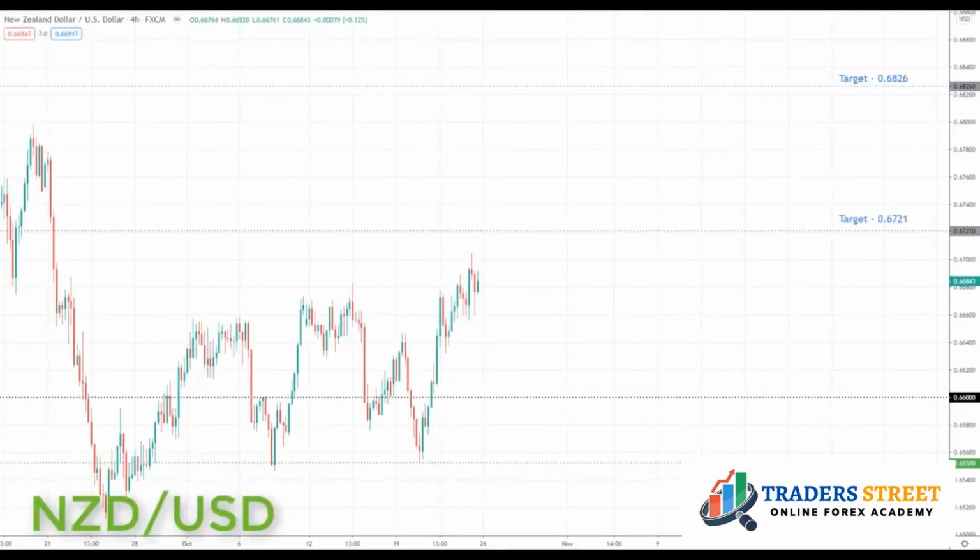So the next market we're going to look at is New Zealand dollar. So last week we highlighted the 0.6580 as a key area of support to the upside, which was right here. And we did bounce from this key area of support, and we almost took out the target set from last week at the 0.6721. So we did have a really nice rally from support almost into resistance.